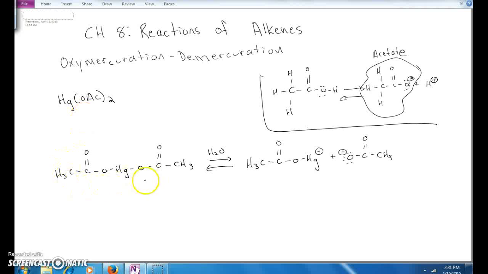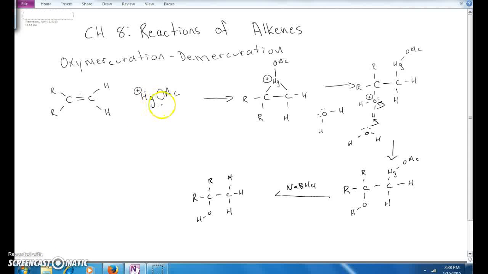Now here's the expanded version of our Hg(OAc)2. You can see we have our mercury in the center, and then we have these 2 acetate linkages on the left and right. In the presence of water, this will dissociate into these 2 ions. We're going to get an acetate, and then we're going to get this positively charged mercury complex. It's this positively charged mercury complex that we're going to use in our oxymercuration reaction.